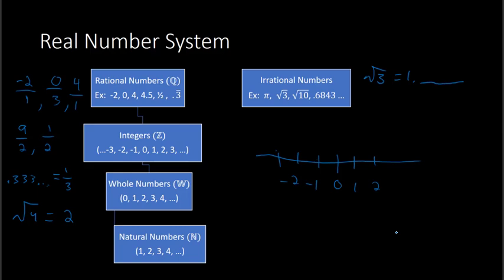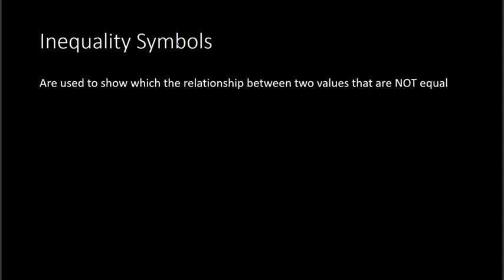Now that we have our number system in place, there are different ways that we can compare the size between two or more numbers. We can use an equal sign to show that two numbers are equal, or we have what's called an inequality symbol to show that two numbers are not equal. The prefix in means not, and then equality, you see the part equal, so this literally means not equal symbols. These are symbols to show that two values are not equal.